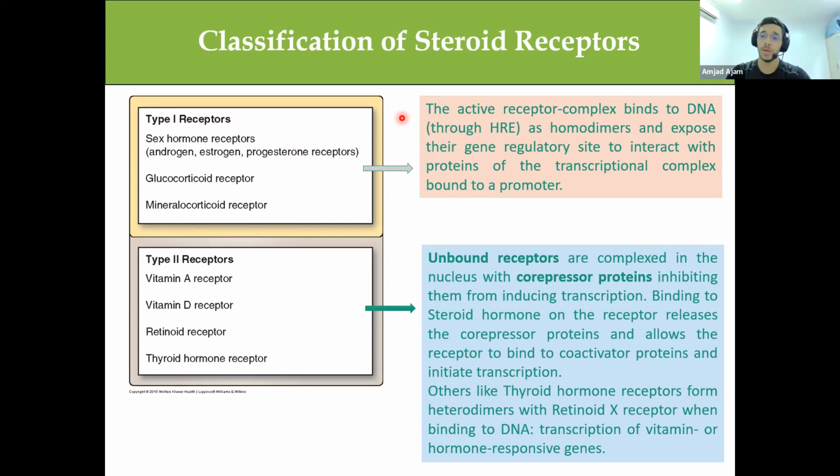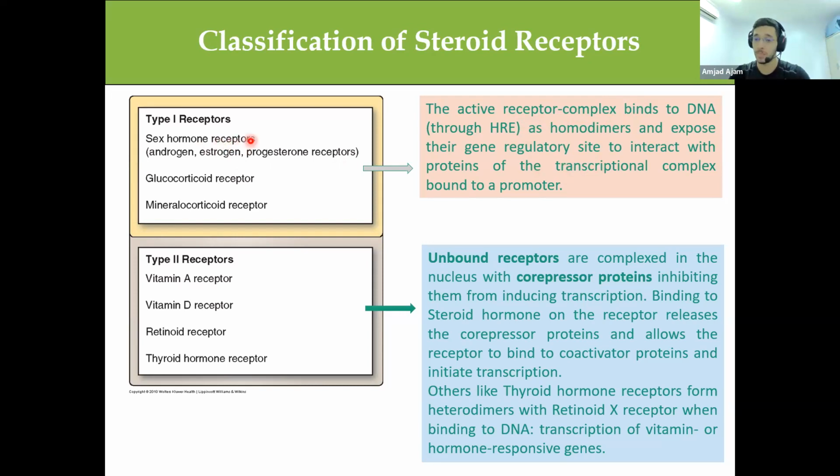So when the hormone in the bloodstream enters the cell, it will bind to its receptor. So now we have an active receptor complex. This complex will enter the nucleus, and then it will bind to DNA. To be more specific, it binds to a region called hormone response element. Of course, as homodimers, because we said type 1 forms homodimers. Now, when this complex binds to the hormone response element, it will expose the gene regulatory site, and now transcription factors can act on it, and therefore we have induction of transcription. And this is basically how type 1 works.